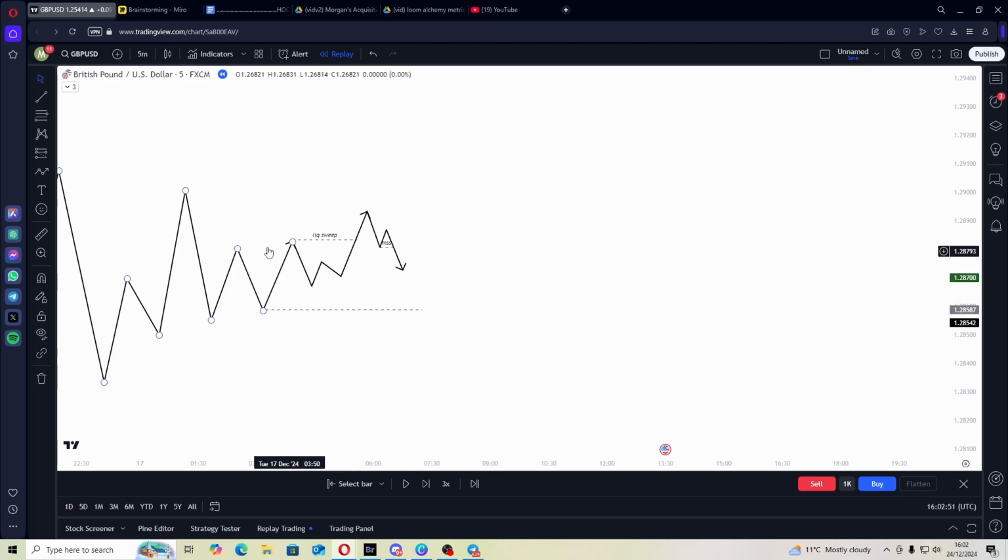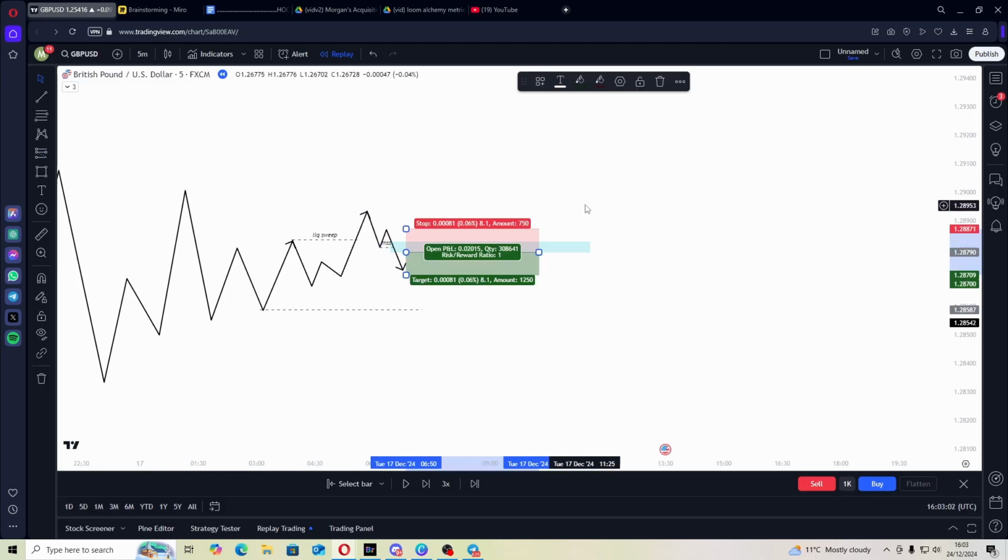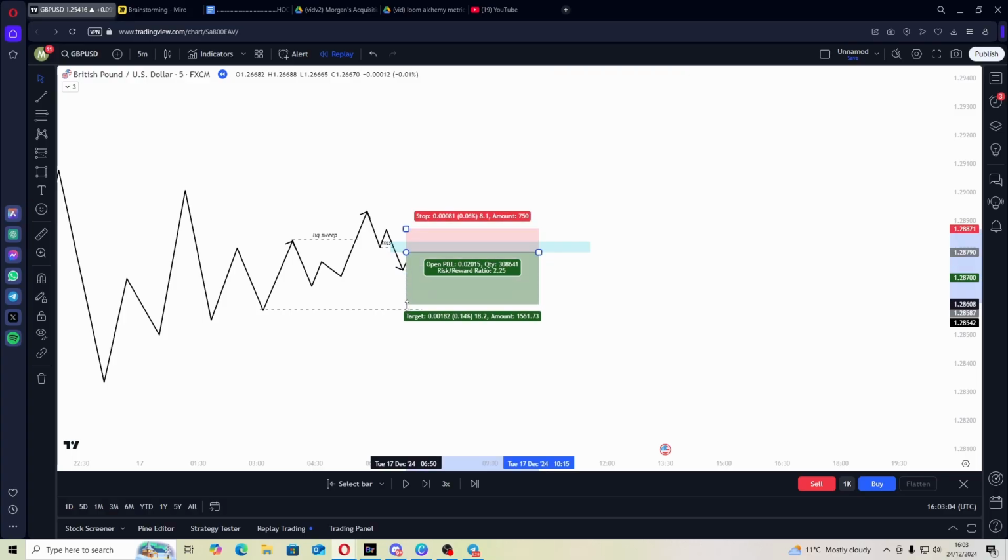This is the market structure shift, but what we need to see next is very crucial. We need to see a fair value gap that overlaps with this market structure shift, and we just got one right here. Once you find one of these, you place your stop and your take profit at a 1 to 3 risk to reward ratio right here, and all you do now is wait.